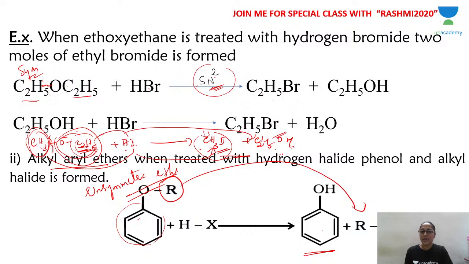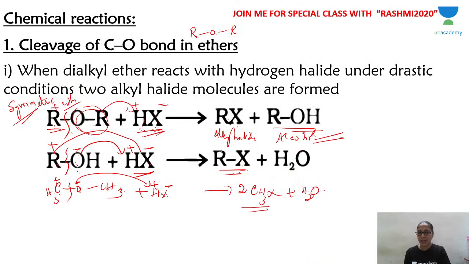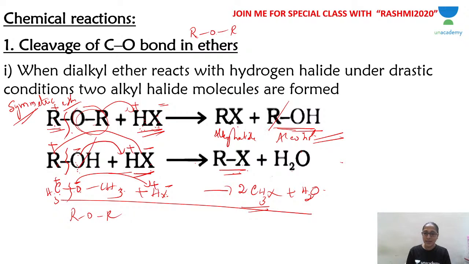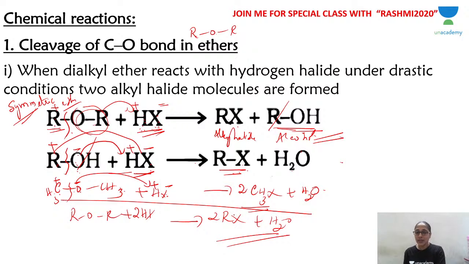If both R groups are same, then it's a symmetric ether. Symmetric ether undergoes the reaction in two steps. First, alkoxide ion will pick up H plus, giving you alcohol, and carbocation will pick up X minus and give you alkyl halide. The alcohol thus formed reacts further with the hydrogen halide, giving you a second molecule of alkyl halide and water. So the end result is ROR plus 2 molecules of HX gives you 2 RX plus water, because the alcohols will cancel each other. This is the overall result, the case of symmetric ether.